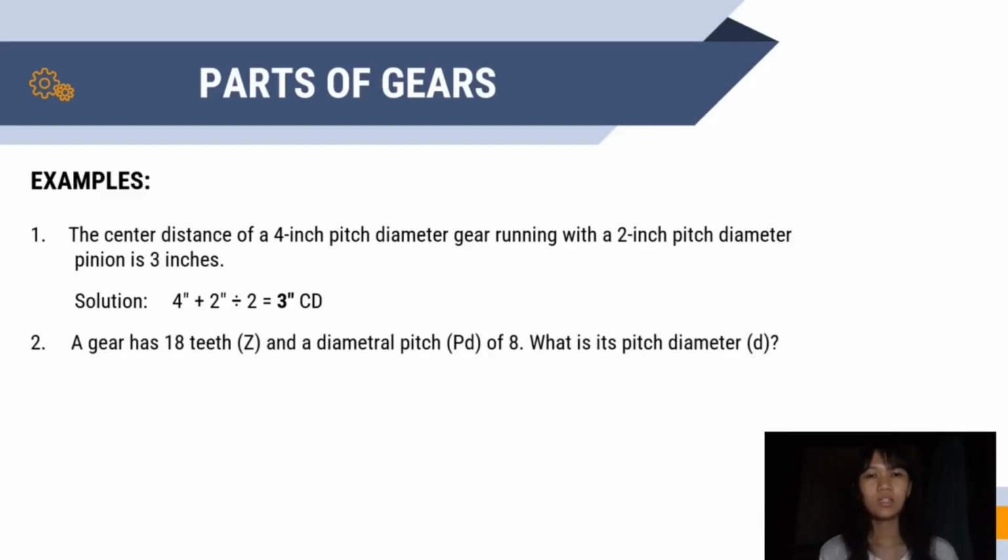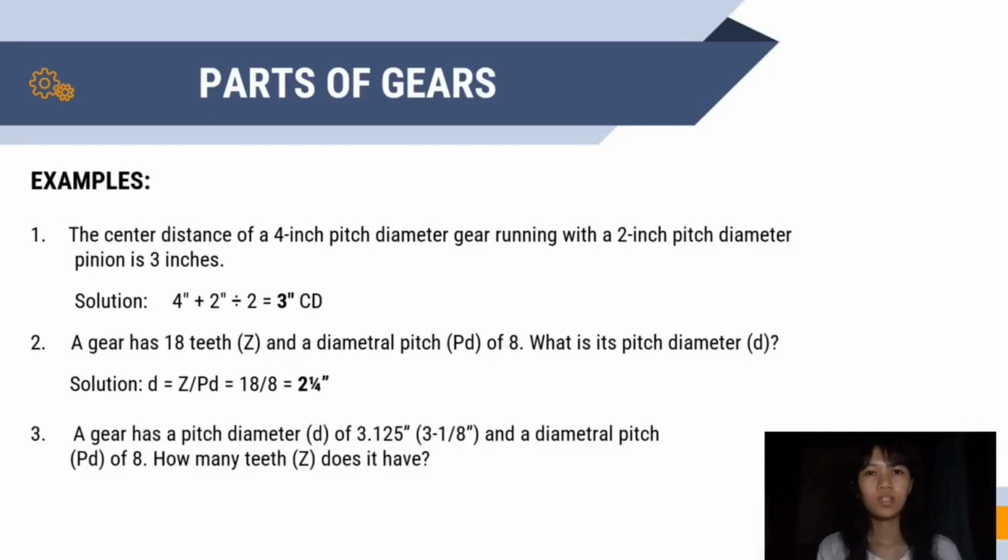A gear has 18 teeth and a diametral pitch of 8. What is its pitch diameter? Since the formula of pitch diameter is dividing the number of teeth by the diametral pitch, which is equal to 18 divided by 8, the result would be 2.25 or 2 and 1/4.